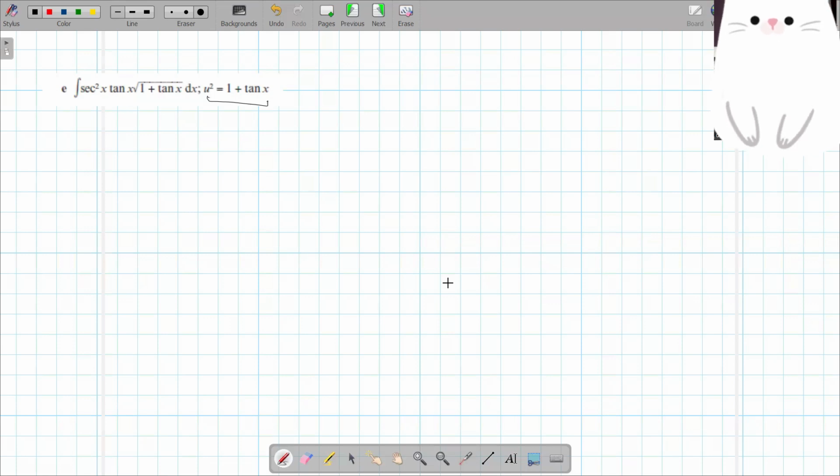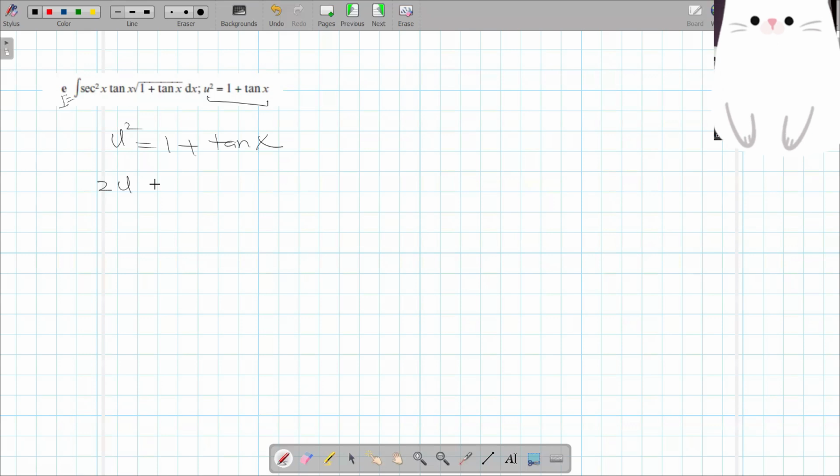Okay, so let's put it. Now, when a substitution is given, you don't need to worry about anything. Just use this substitution. Suppose this integral is equal to I, and we are going to put this substitution u squared equal to 1 plus 10x. So let's differentiate with respect to x.